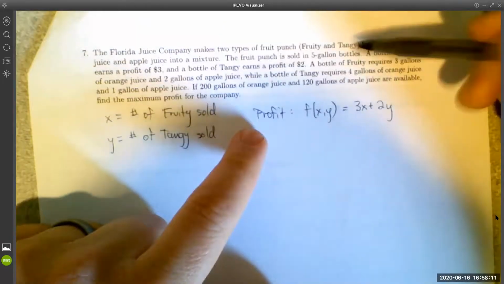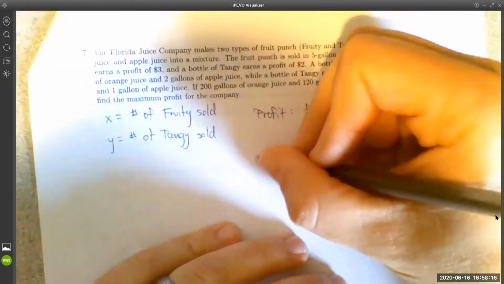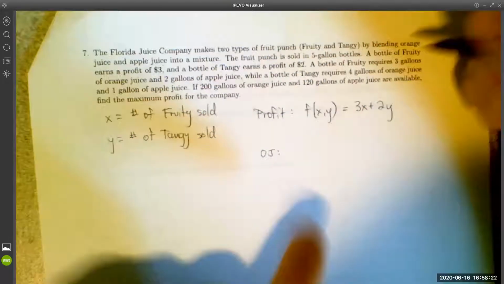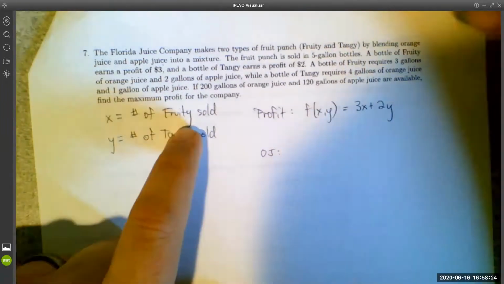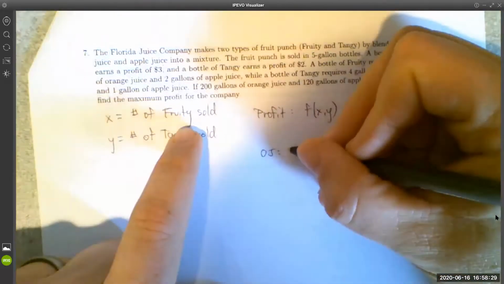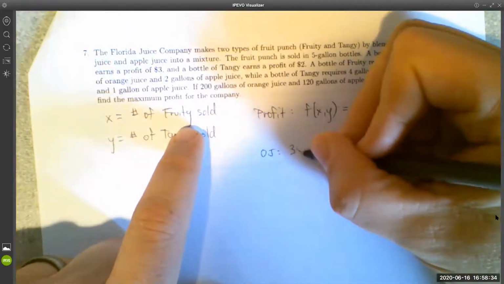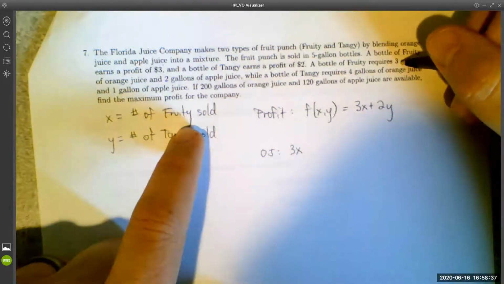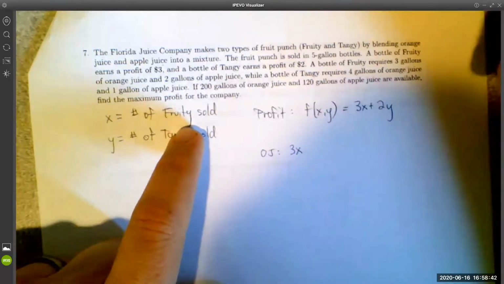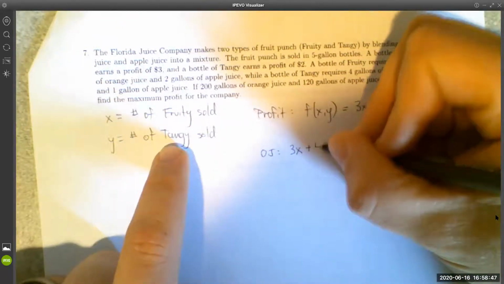Let's see. How much orange juice am I going to use? So maybe I'll say my constraints are down here, but how much orange juice am I going to use? If I produce x bottles of fruity, a bottle of fruity requires 3 gallons of orange juice. So for every bottle of fruity that I make, I need 3 gallons of OJ. So 3x gallons of OJ in total to produce the fruity variety. The tangy variety requires 4 gallons of orange juice. So for every bottle of tangy that I make, I'm going to need 4 gallons of orange juice.